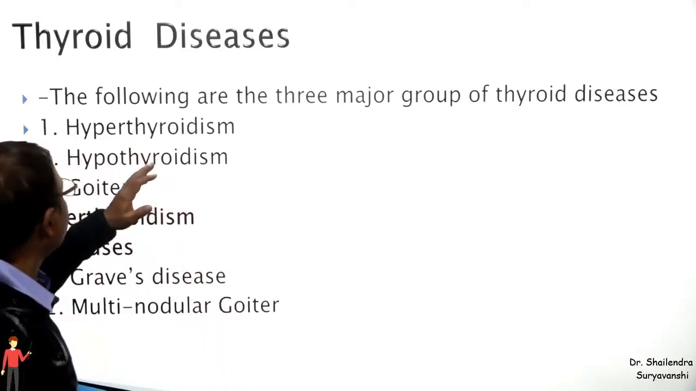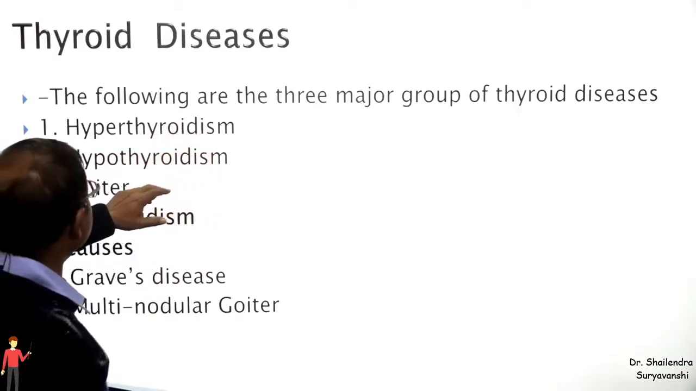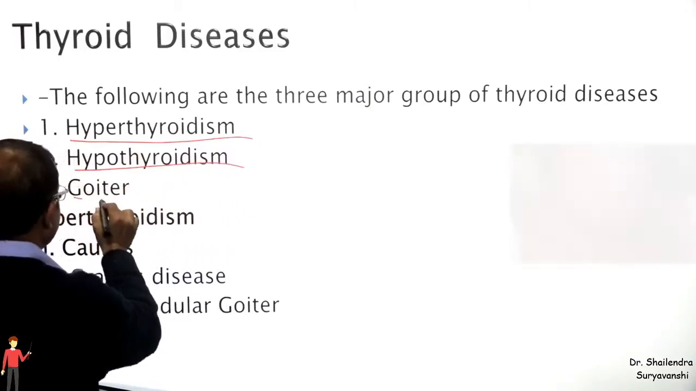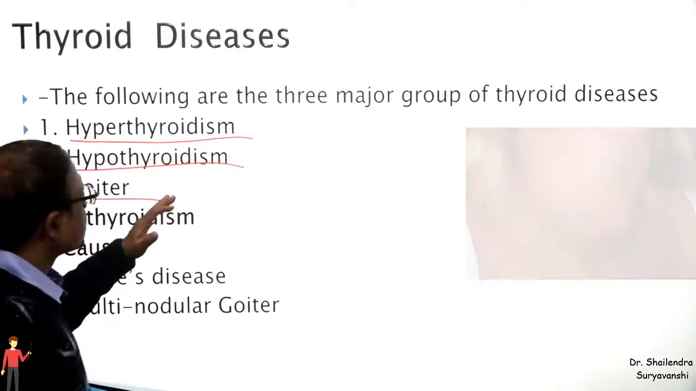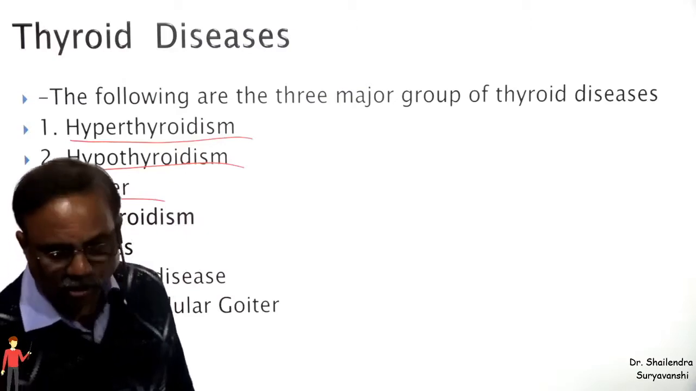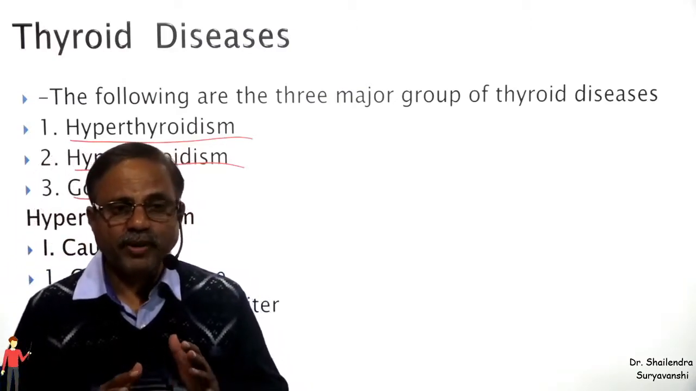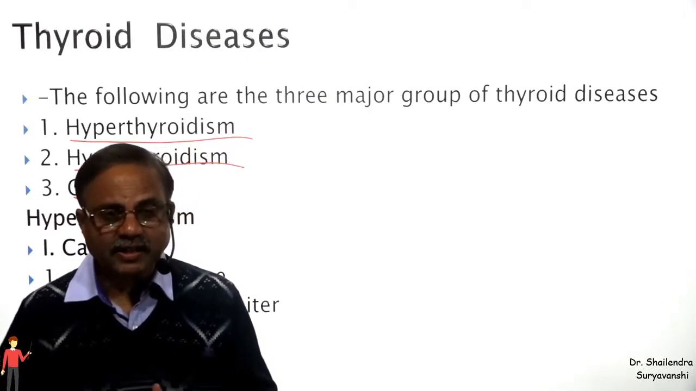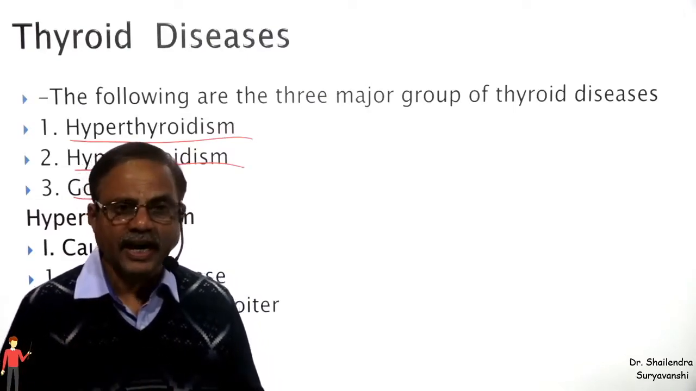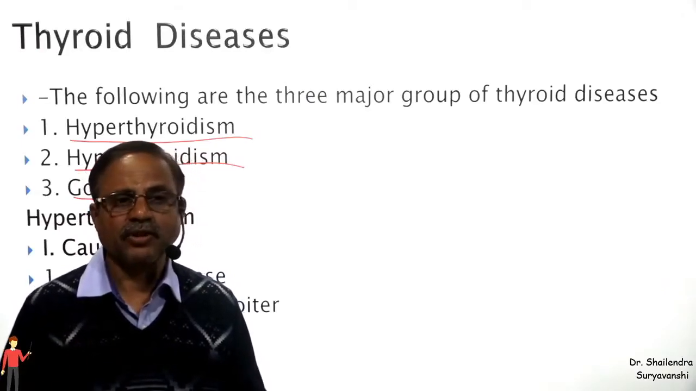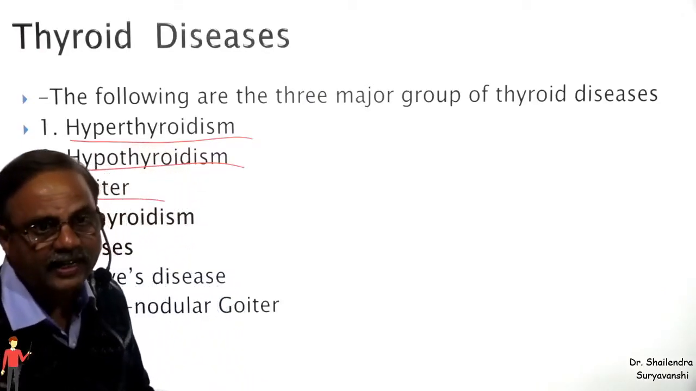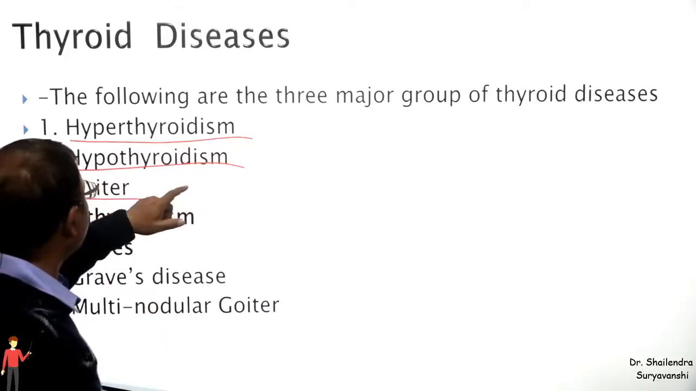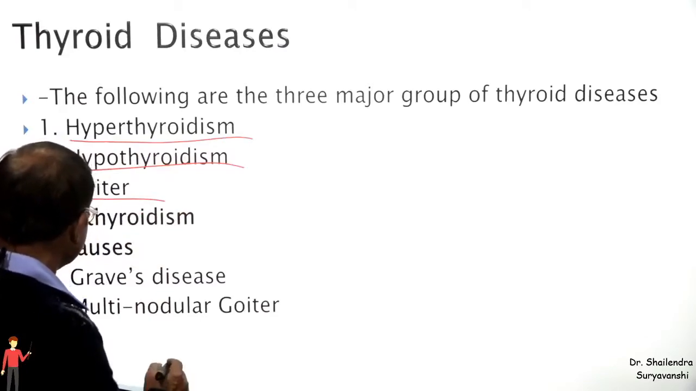The diseases of the thyroid are divided into 3 major categories: hyperthyroidism, hypothyroidism and goiter. Now let us study first. I had already told you in the endocrine system, and again I will emphasize that most of the disorders are caused either by excessive secretion of the hormone by the gland, or by deficient secretion of that hormone from the gland. So if there is more secretion of thyroxine hormone from the thyroid gland, that will result in hyperthyroidism.